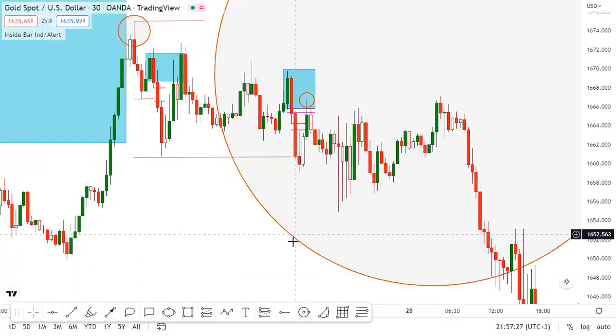I always extend the order block so I can see if it's going to get respected again or not. I always extend the order block to make it long.